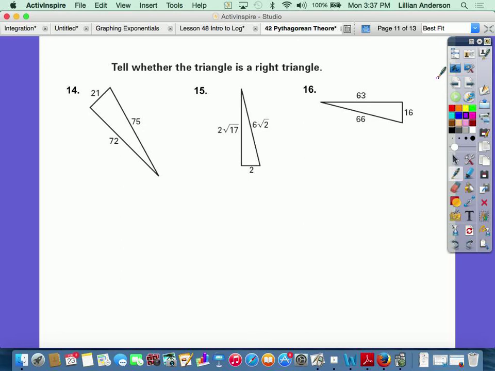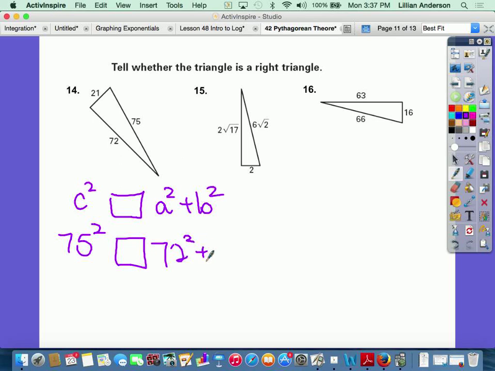Over here, we have to figure out if this is a right triangle, the same way, using the converse. I need to see if c squared is either equal to, greater than, or less than a squared plus b squared. Our longest side is 75. So that means 72 squared has to be added to 21 squared.